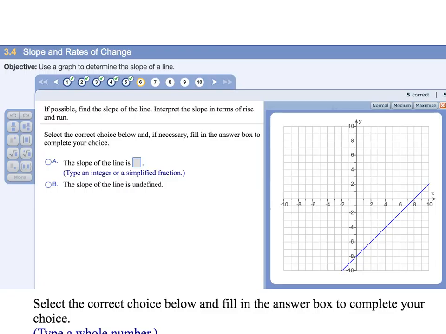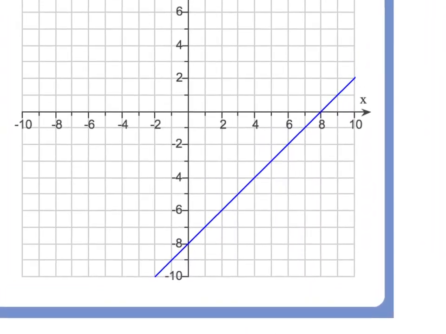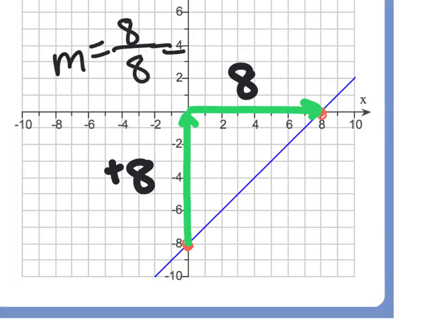So here we're being asked again to find the slope of this line over here. So we're going to zoom in. Now, one of the things I notice on this graph is that it's got a y-intercept and an x-intercept. And that really makes it easy for us to figure out what the rise and the run is. So the rise right here is 8. It's a positive 8. And the run right here is also 8. So we automatically know that our slope is 8 over 8, which is equal to 1.